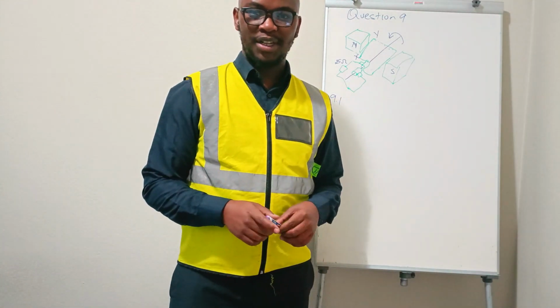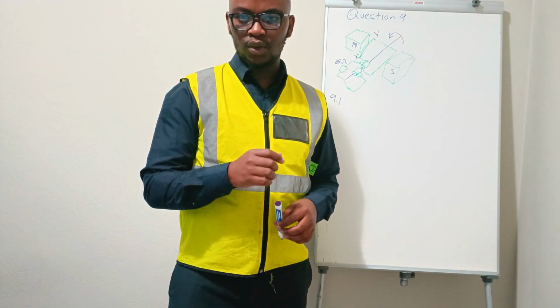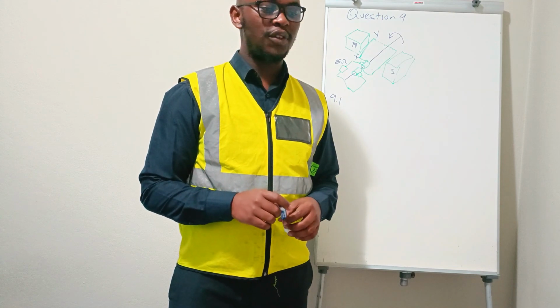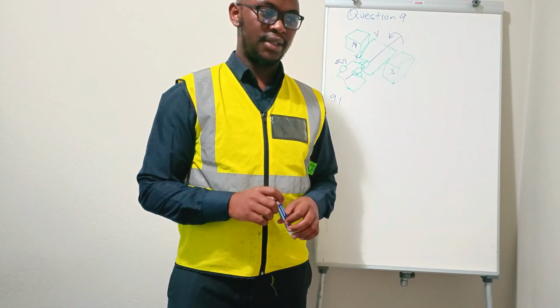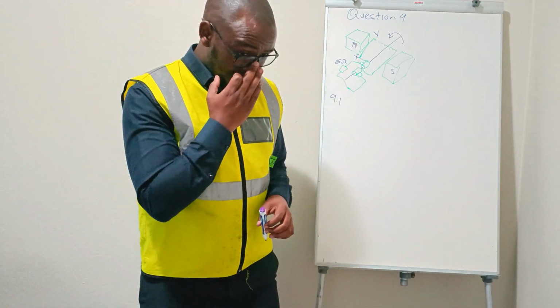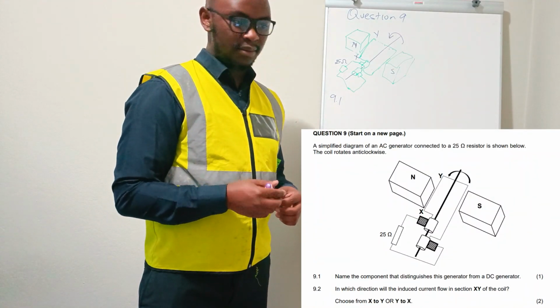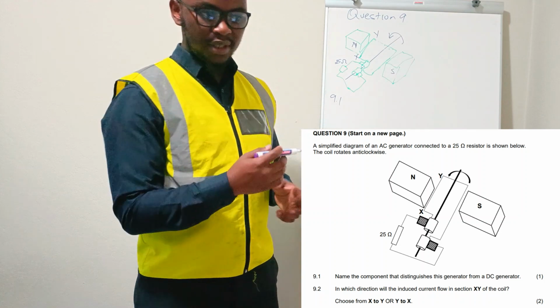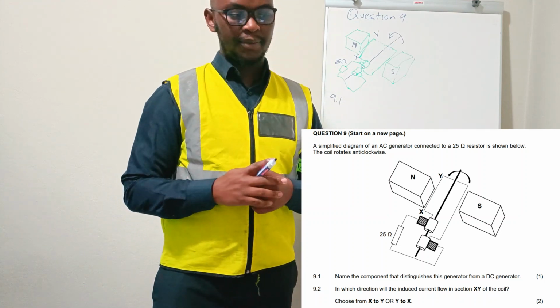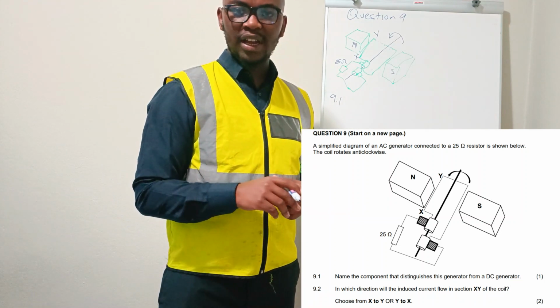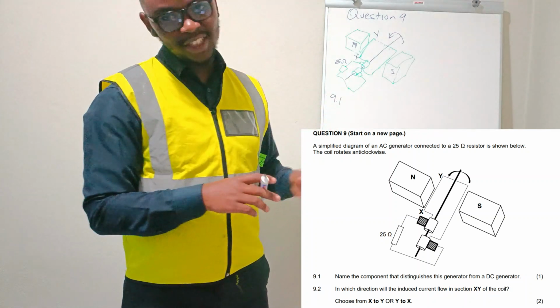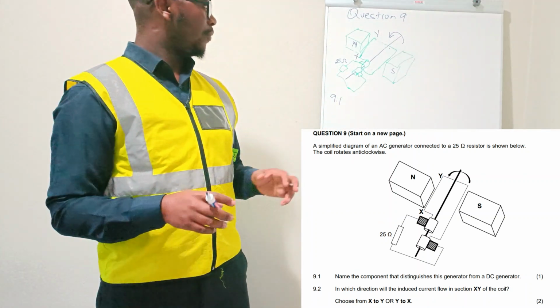Hello everyone, today we're going to have a look at the grade 12 physical sciences November 2021 question number 9. So we are given a diagram that is named as an AC generator, and there's also a 25 ohm resistor. Try to just roughly draw it here.